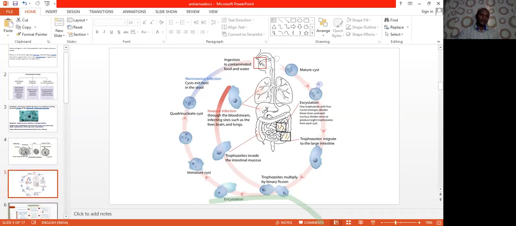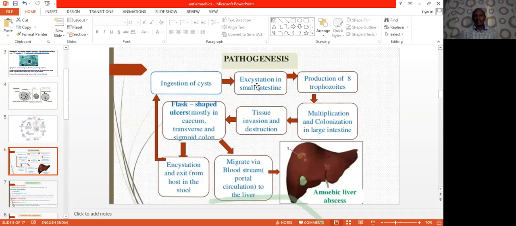Then coming to the pathogenesis. As I told you already, this is how the life cycle goes in your host. First is ingestion of cyst. Then through the excystation process in the small intestine, you will have the production of trophozoites. These trophozoites can undergo multiplication and colonization in the large intestine, as I already explained. And then from there the trophozoites can invade other tissues.